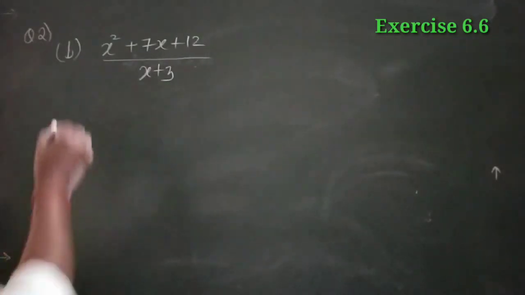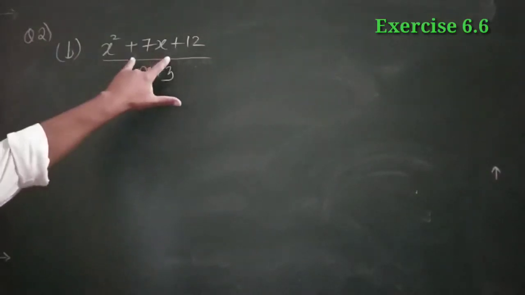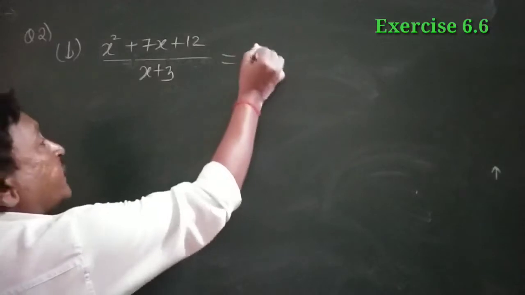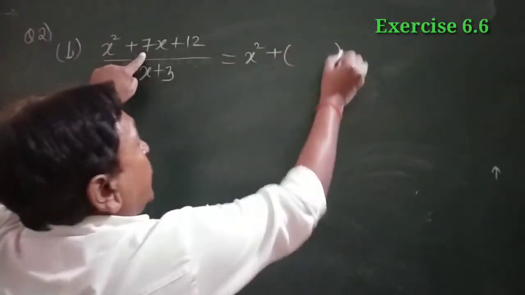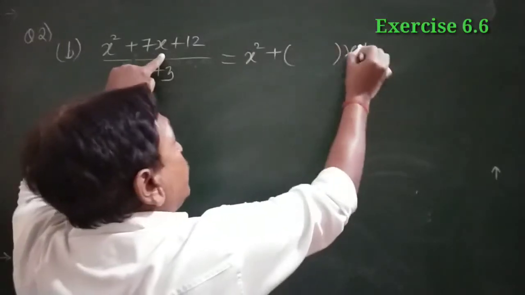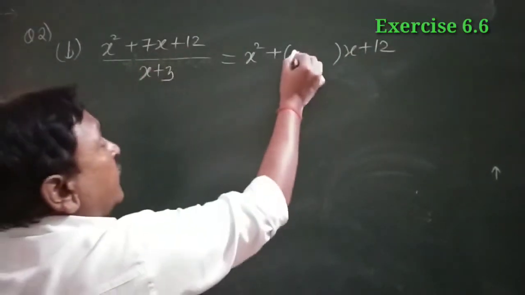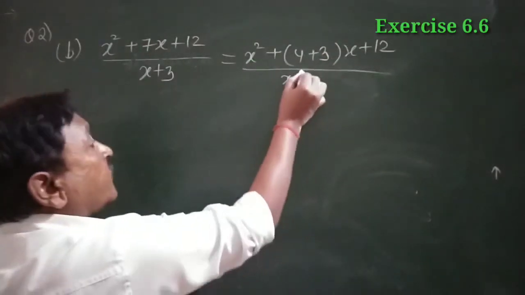Okay, so now see part B. What we have to do, we have to simplify it. It means we have to do the factors of the numerator by the middle term split method. In the middle it is written 7, so we will break 7, the rest of the thing you can copy. 7 as 4 plus 3, because 4 threes are 12 and 4 plus 3 is 7, upon x plus 3.